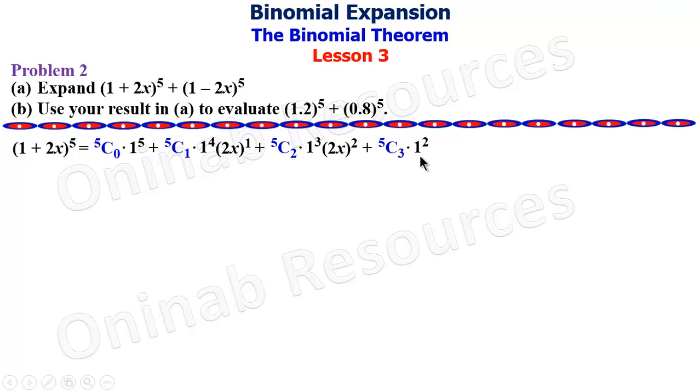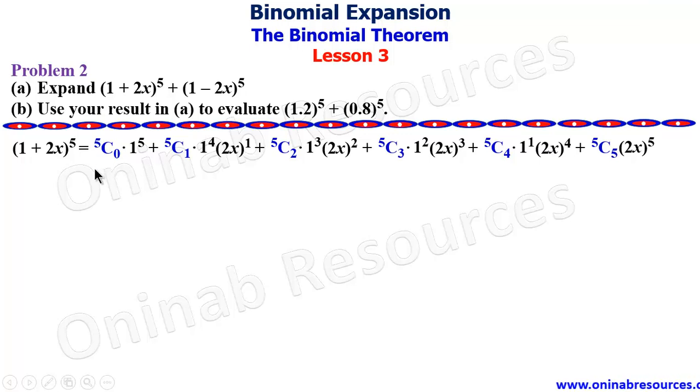So then the 2x takes power 3. Then plus 5 combination 4 times 1 raised to power 1. Then the 2x takes power 4, plus 5 combination 5. The 1 has gone. We have 2x taking the power of 5.